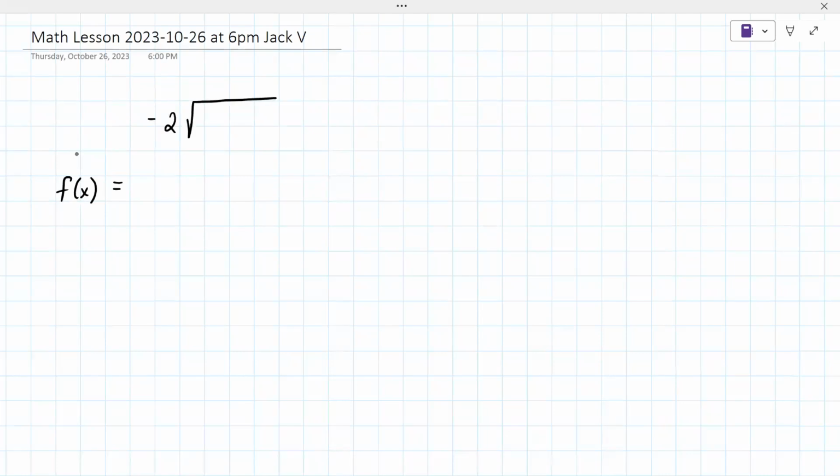Square root of negative x plus 3, and we'll say that that is good for -6 less than x less than or equal to 9. Sorry, that's completely wrong. -1. And then we'll go -4x plus 1 for -1 less than x less than 2.